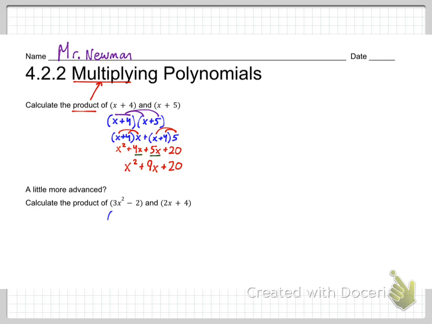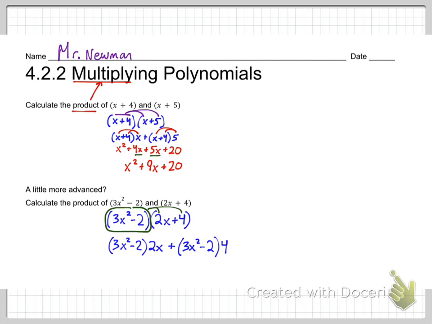This next one's a little more tricky because we have an x squared term. You see it's 3x squared, but it's the same process, and as long as you know how to multiply powers, that is, you add the exponents, then you'll be fine. Let's once again distribute the 3x squared minus 2 across each of these. So you get 3x squared minus 2 times 2x, and 3x squared minus 2 times 4.